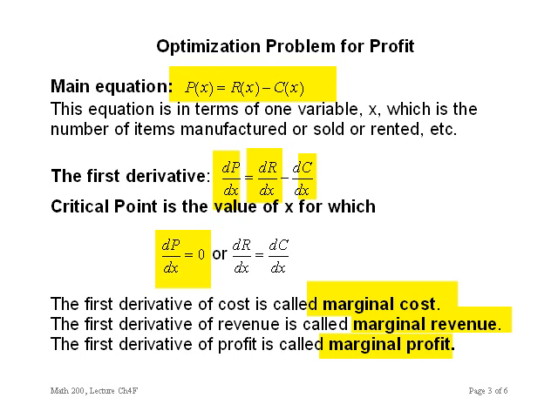All right. So now at the critical point, the marginal profit is zero, meaning the rate of change of profit with respect to the number sold is zero. That's the critical point. So once you have your equations, you can just take the derivative.